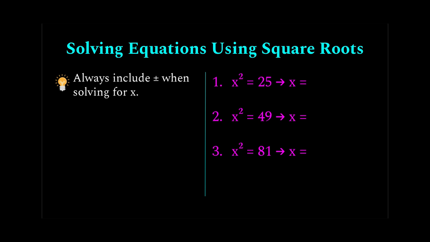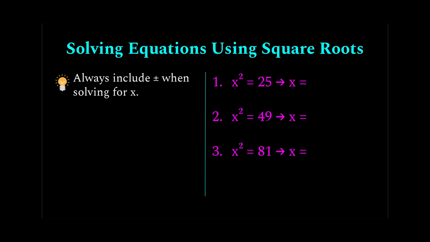Now let's solve simple equations that involve square roots. The steps are always the same. Take the square root of both sides, write plus and minus for both positive and negative answers. So let's go ahead and get started.